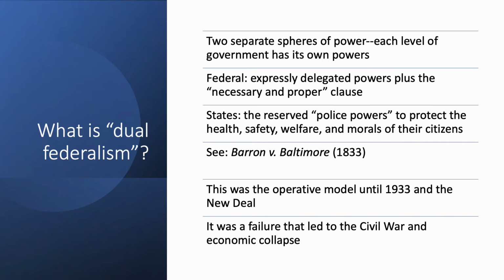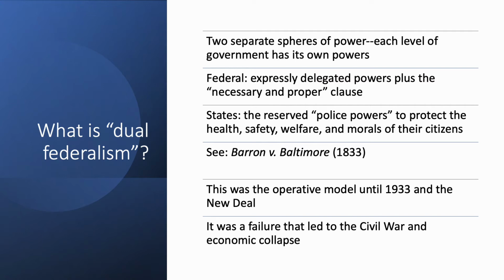Now, this old system that I just talked about, this system of dual federalism that we had from the founding of the Constitution up until 1933, is two separate spheres of power. That's the model. There was a lot of conflict over this, but the idea was each level of government, kind of like a separation of powers, or a separation of duties, tries not to step on each other's toes. The federal government is trying to do only what it has been told to do by the Constitution, and the states are doing the police powers.